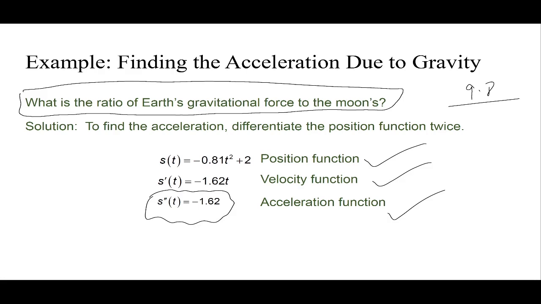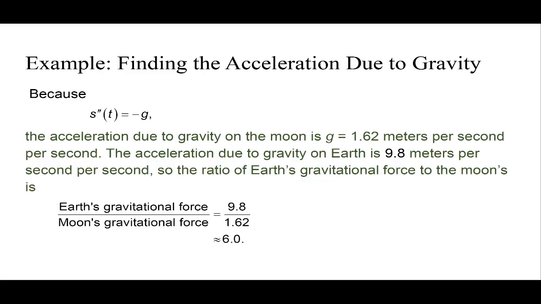So to answer this question, you just have to divide 9.8 by 1.62. And eventually, by dividing that, it gives you 6.0, which is the ratio. Earth's gravitational force to the moon's gravitational force is approximately 6 times. Okay? So that's how we can use the higher order derivative.